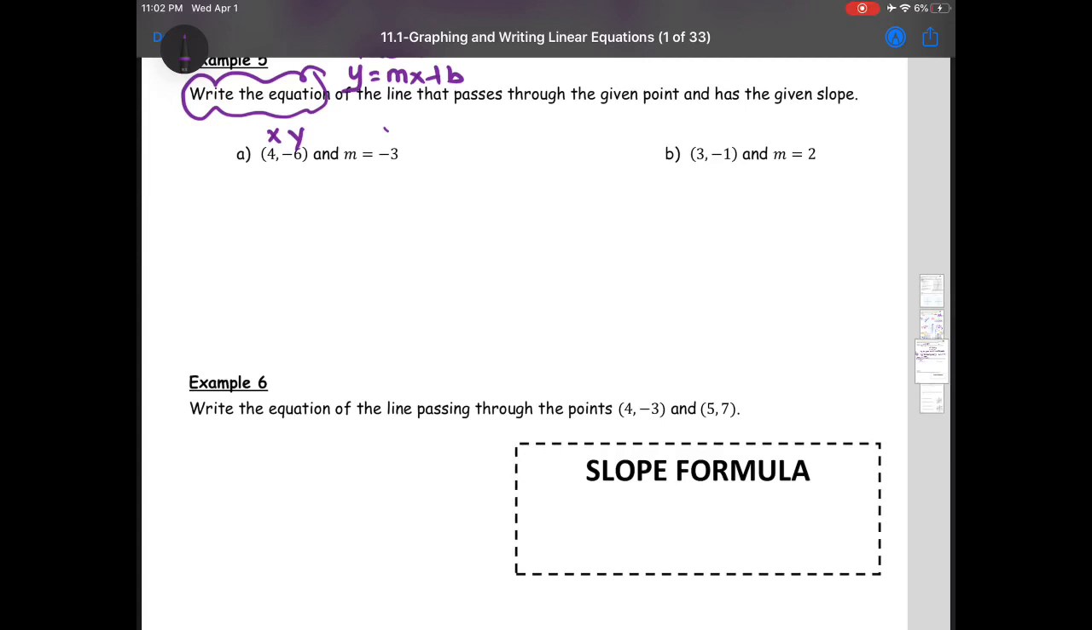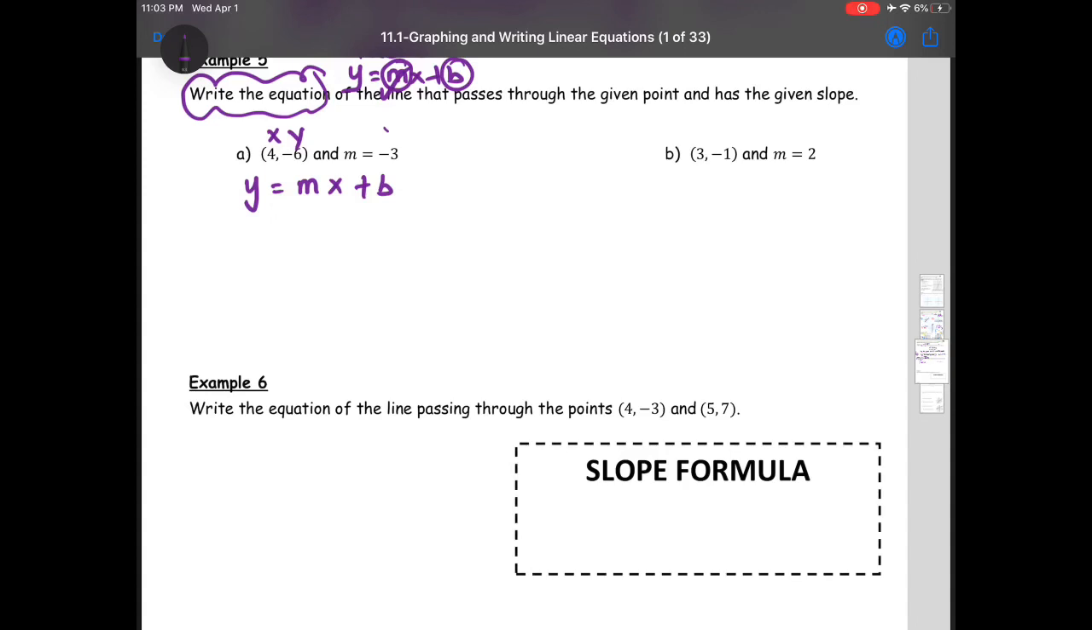What do we need? We need two things, right? We need our m and we need our b. We already know our m. That's a check. We need to find our b. How can I find my b? If I substitute everything into my equation, right? X, y, and m. Can I not solve for b?